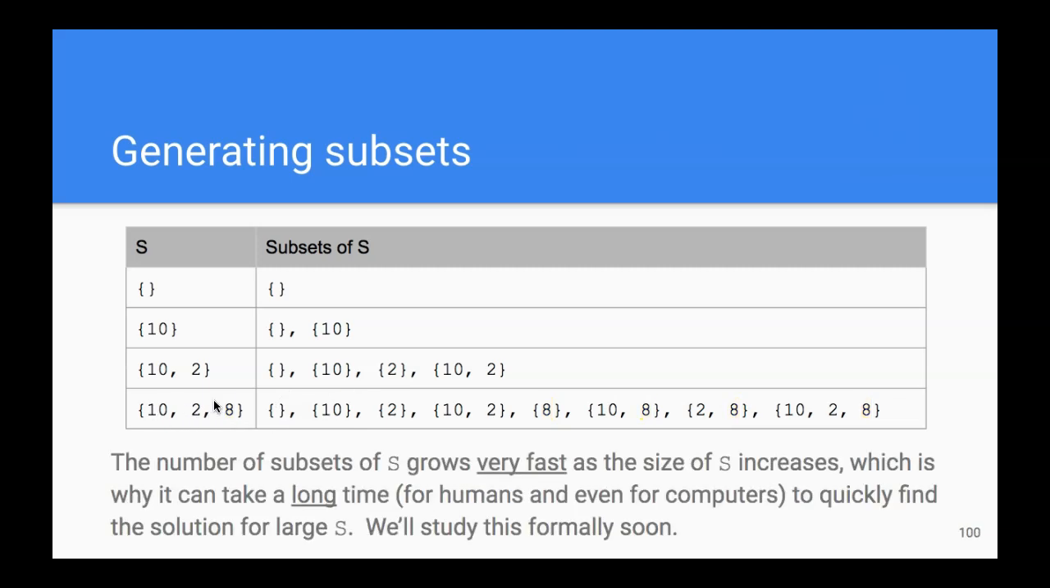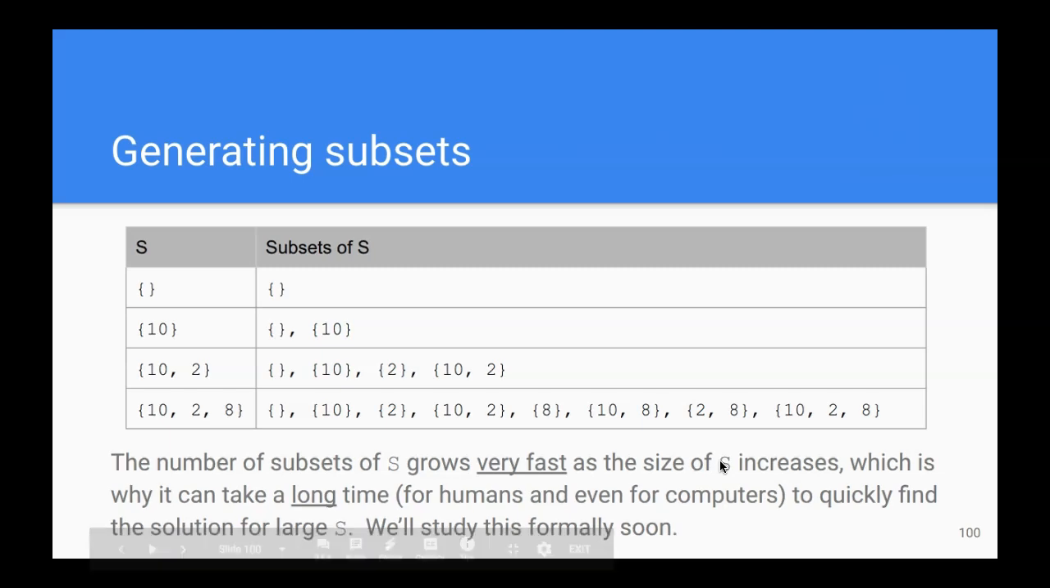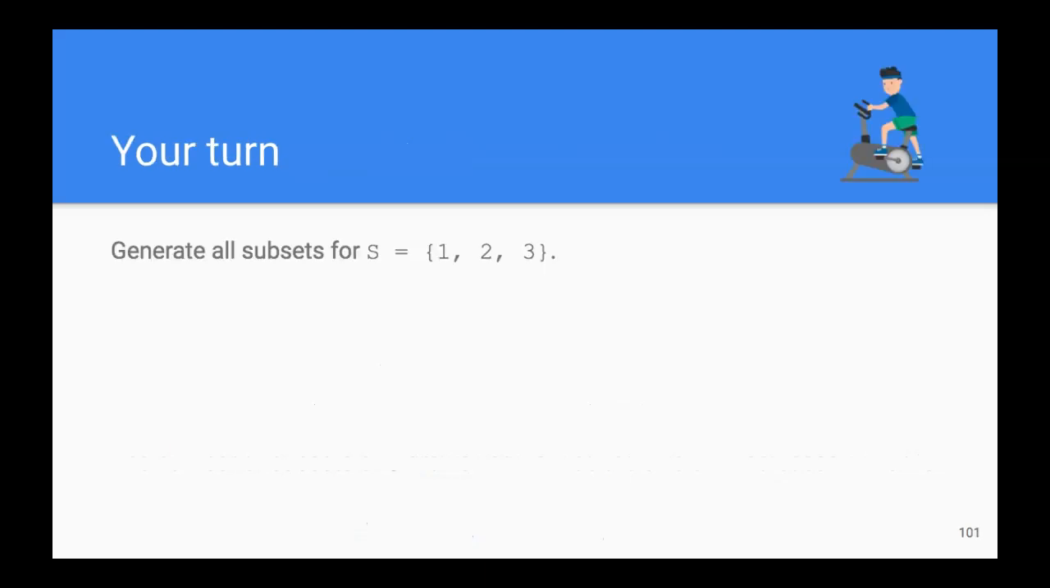I want to point out that the number of subsets of S grows very fast as the size of S increases. This is why it will take a long time to find the solution when the number of items in S is very large. We will very soon study this in more formal terms.